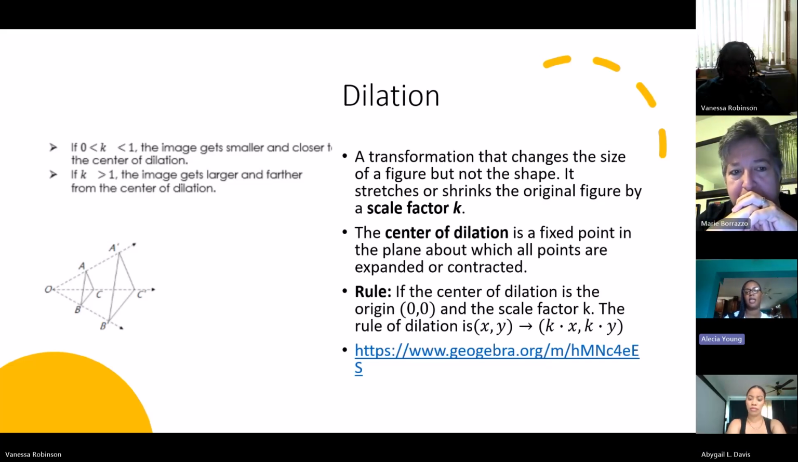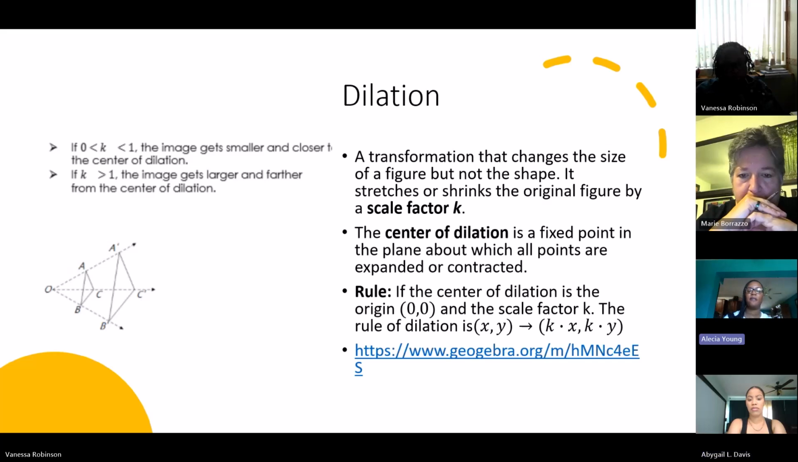Now, the center of dilation is a fixed point in the plane about which all the points are expanded or contracted. The rule for a dilation centered at (0, 0), because if it's not centered at (0, 0) we have to do something else, is this: if the center of dilation is the origin and the scale factor is k, the pre-image (x, y) gets multiplied by the scale factor k.